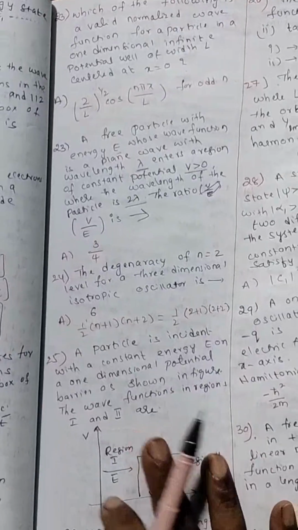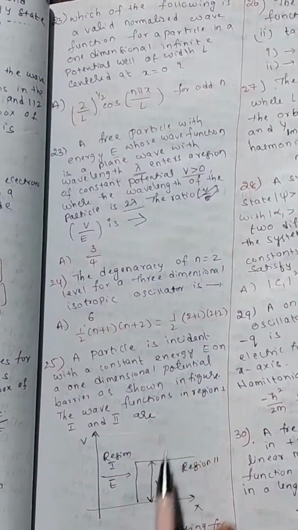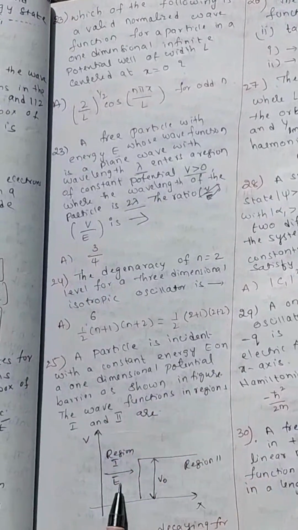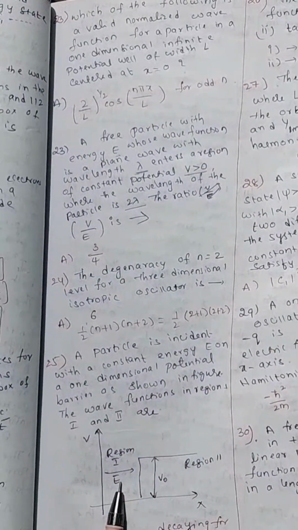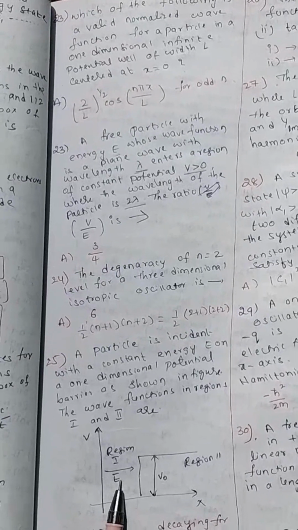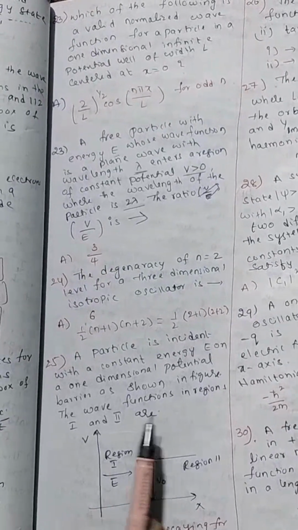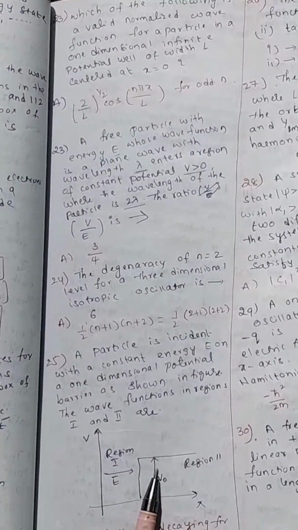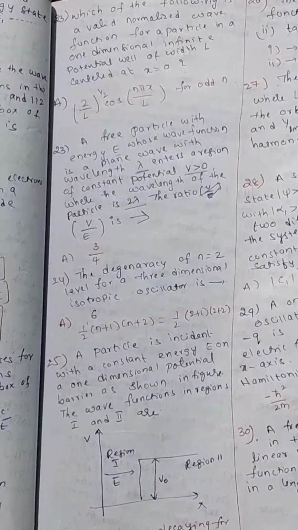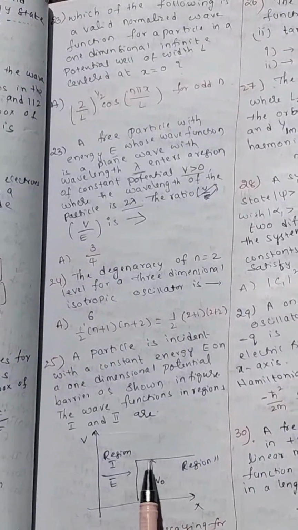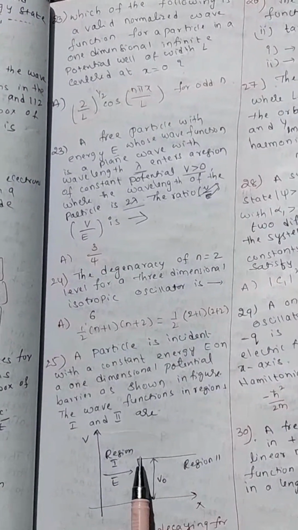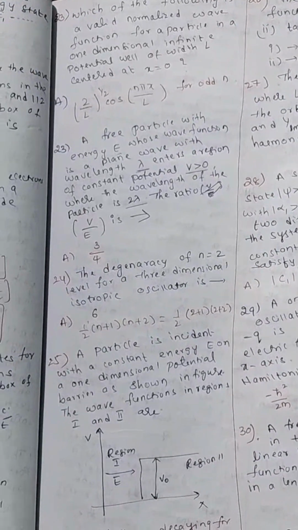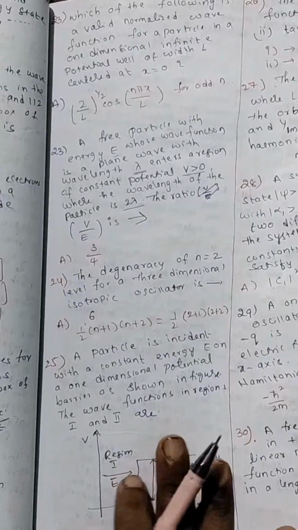Alright. Now next, here see, he gave this diagram. A particle is incident with a constant energy E on a one-dimensional potential barrier. Now, the wave functions in region 1 and region 2. In region 1, it is moving in the forward direction, so this is oscillatory. Here it became a straight line up to here, it decreased and became a straight line, so it is decaying. He gave 4 options. In that, oscillatory and decaying matches this question.